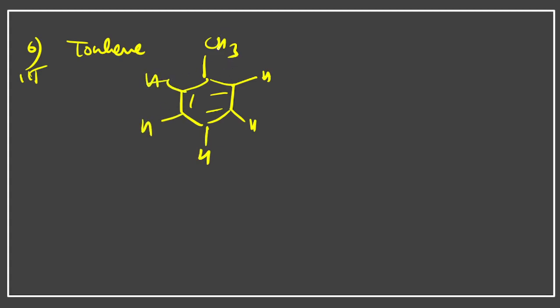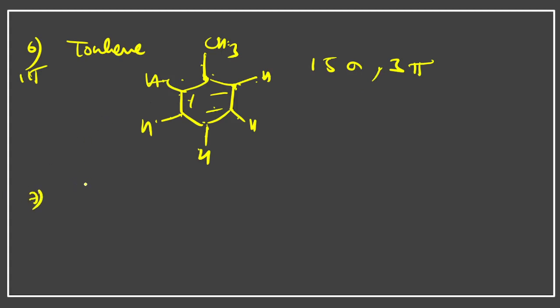Count the sigma bonds. 3 hydrogens mean 3 sigma. Then 3, 4, 5, 6, 7, 8, and each carbon has one sigma bond, so 14, and with this one, 15 sigma. How many pi bonds? 1, 2, 3 pi bonds. So toluene has 15 sigma bonds and 3 pi bonds. I will look at the next question.